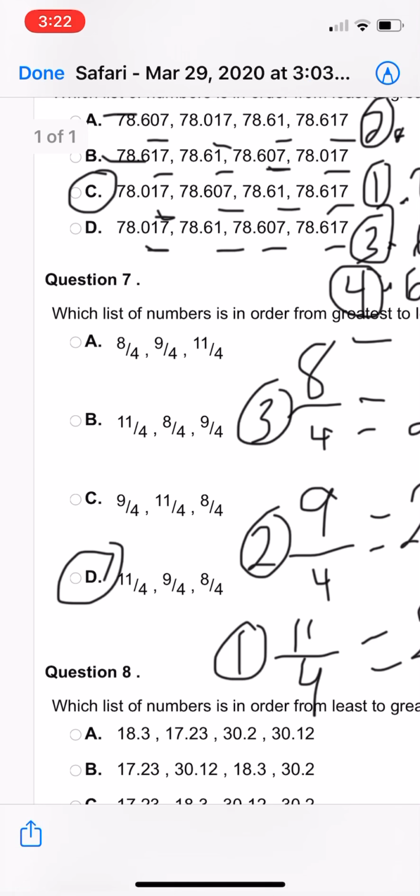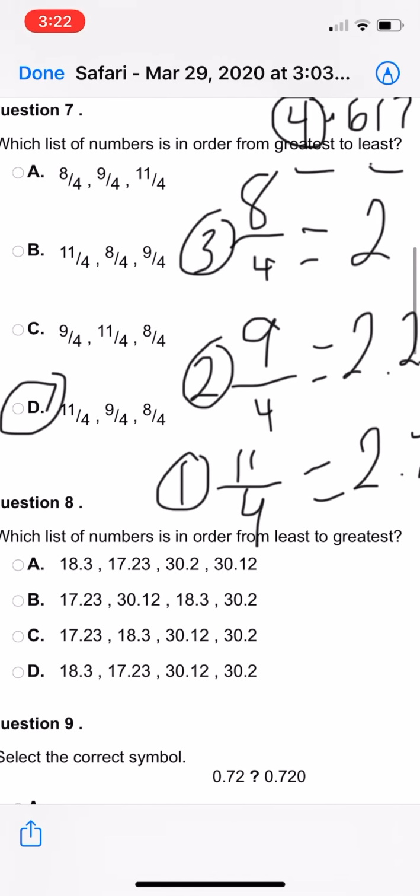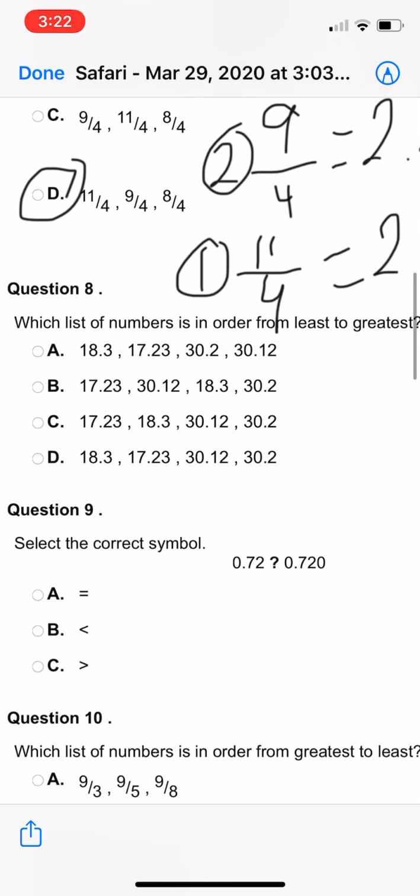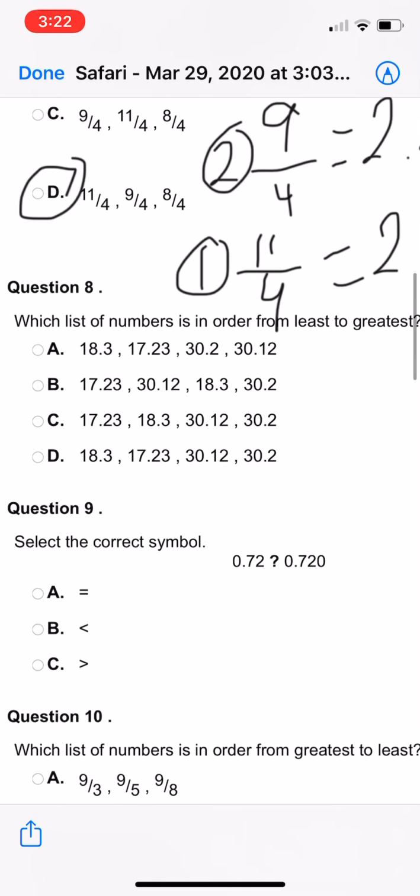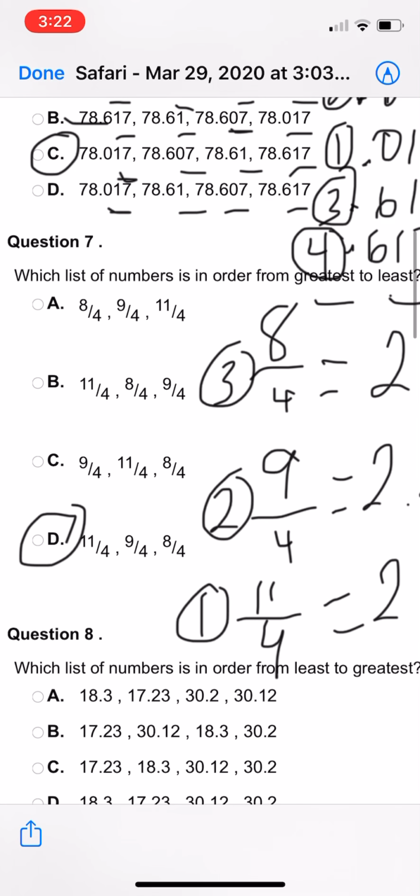All right. So questions 8, 9, and 10 are very similar. So I hope this helps and helps you be reminded of what you're supposed to be doing for ordering and comparing, as well as your Study Island.